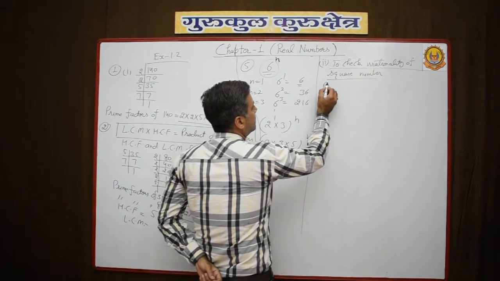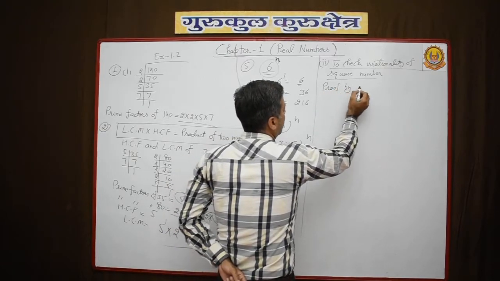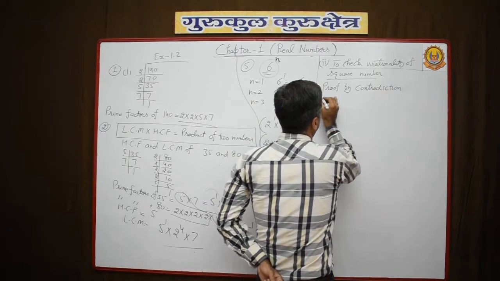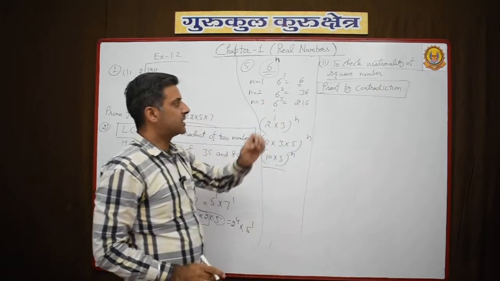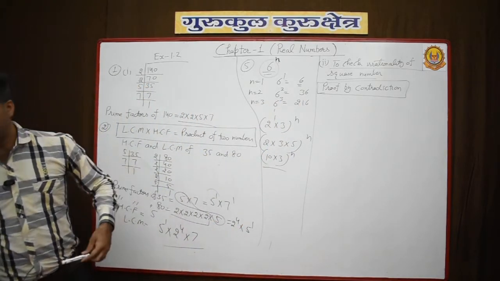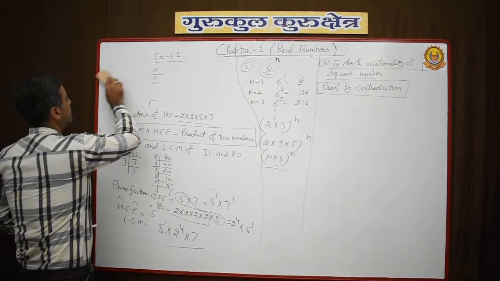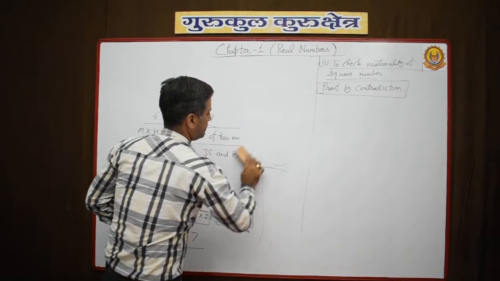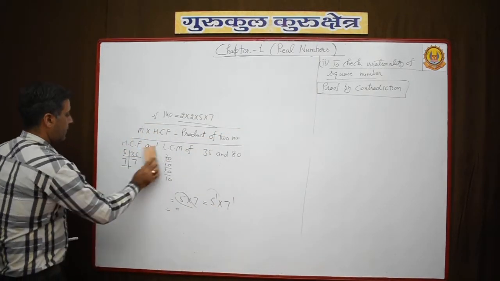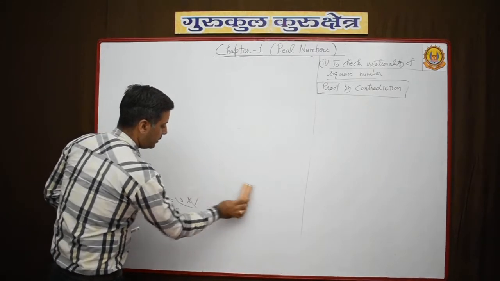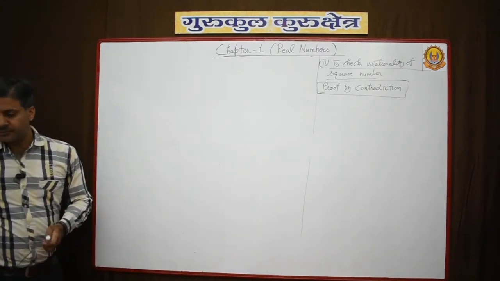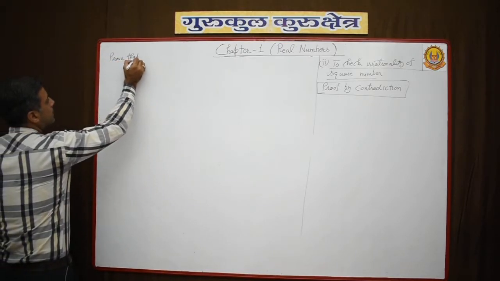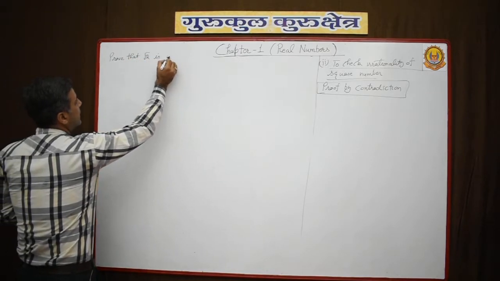So the method is called proof by contradiction. This is the name of the process, proof by contradiction. So I am taking one question, and the question is: show that under root 2 is an irrational number. Yeah, prove that under root 2 is an irrational number.